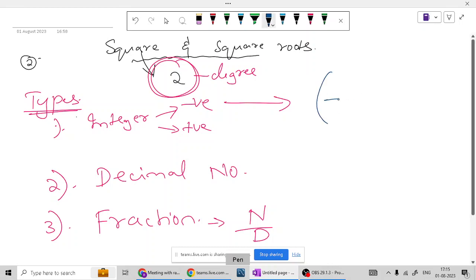Minus 10 square. What's the square of minus 10?